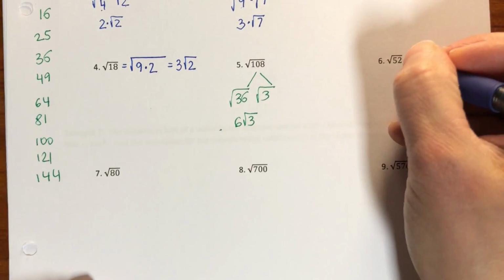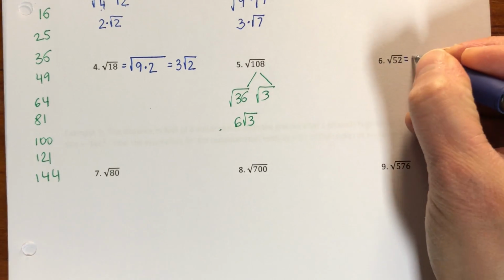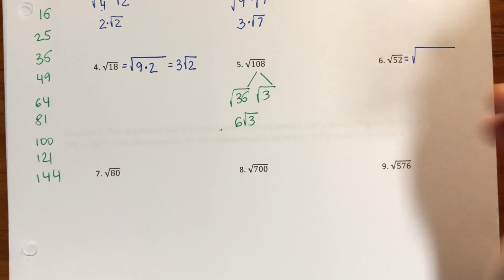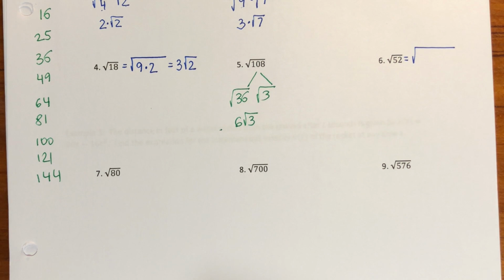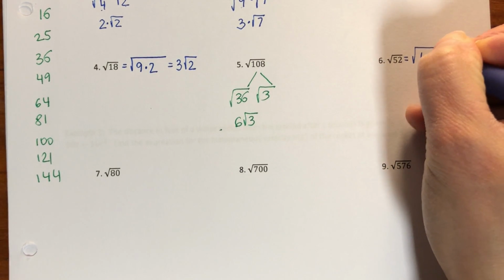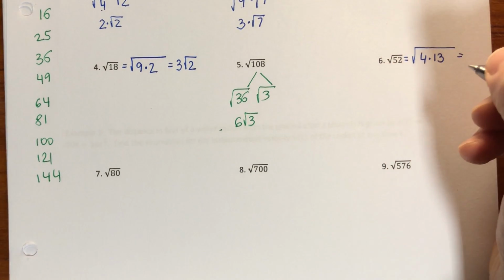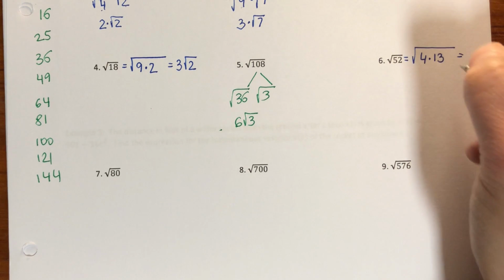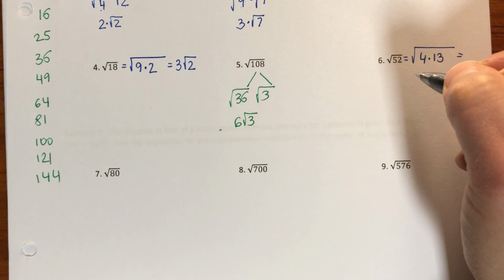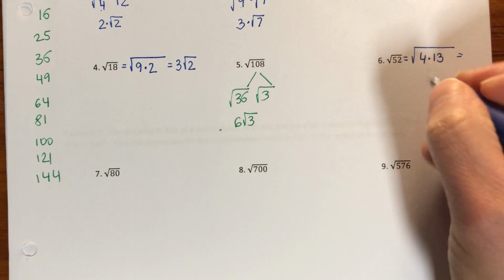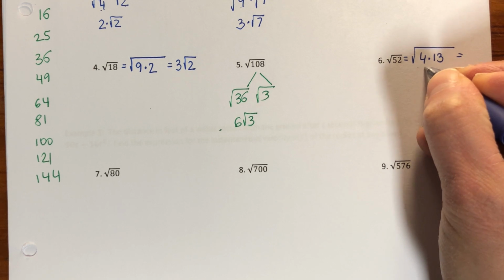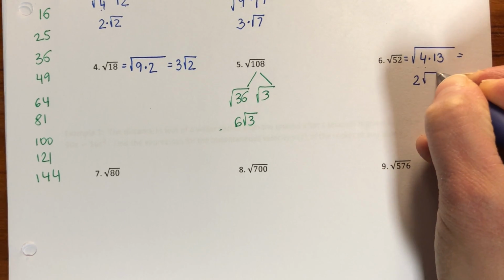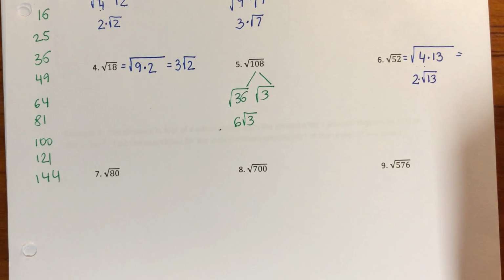All right, 52. Square root of 52. 52 is divisible by 4, I believe. And 52 divided by 4 is 13. If you do need help with the basic calculations like this, please use a calculator, but please do not put this as a square root of 52 and give me a decimal. So now having said that, I know that square root of 4 is 2. And square root of 13 is what's left. Again, remember there's a multiplication sign in between.